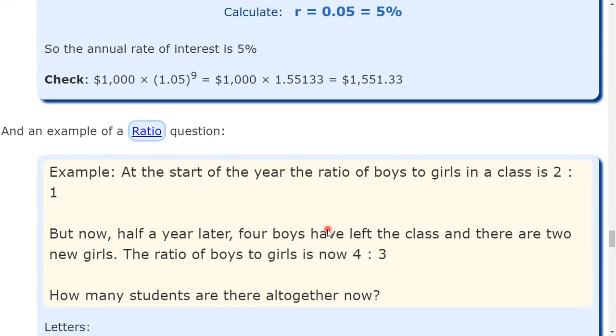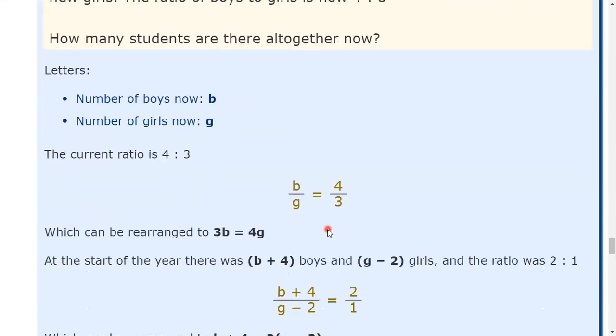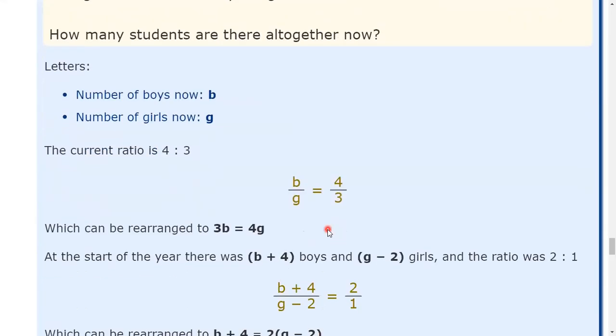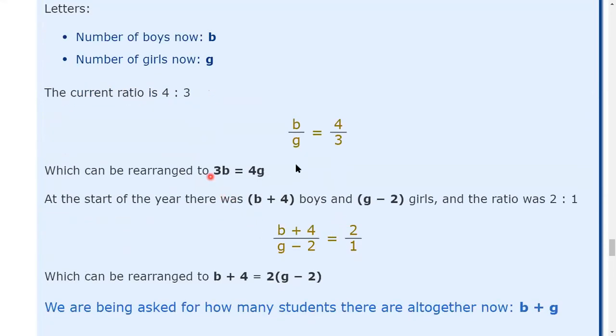So what do we have to do? Look at the key points. Number of boys B, number of girls G. These are the letters we are translating into. The current ratio is 4 to 3. So B over G, boys to girls, is equal to 4 by 3. We can arrange this by cross multiplication at this step: 3B is equal to 4G.